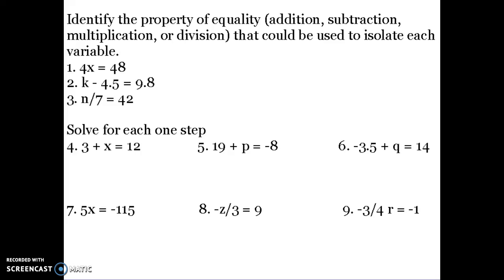Identify the property of equality, addition, subtraction, multiplication, or division that could be used to isolate each variable. Number 1, 4x equals 48. To solve this, the inverse operation of multiplying would be division.